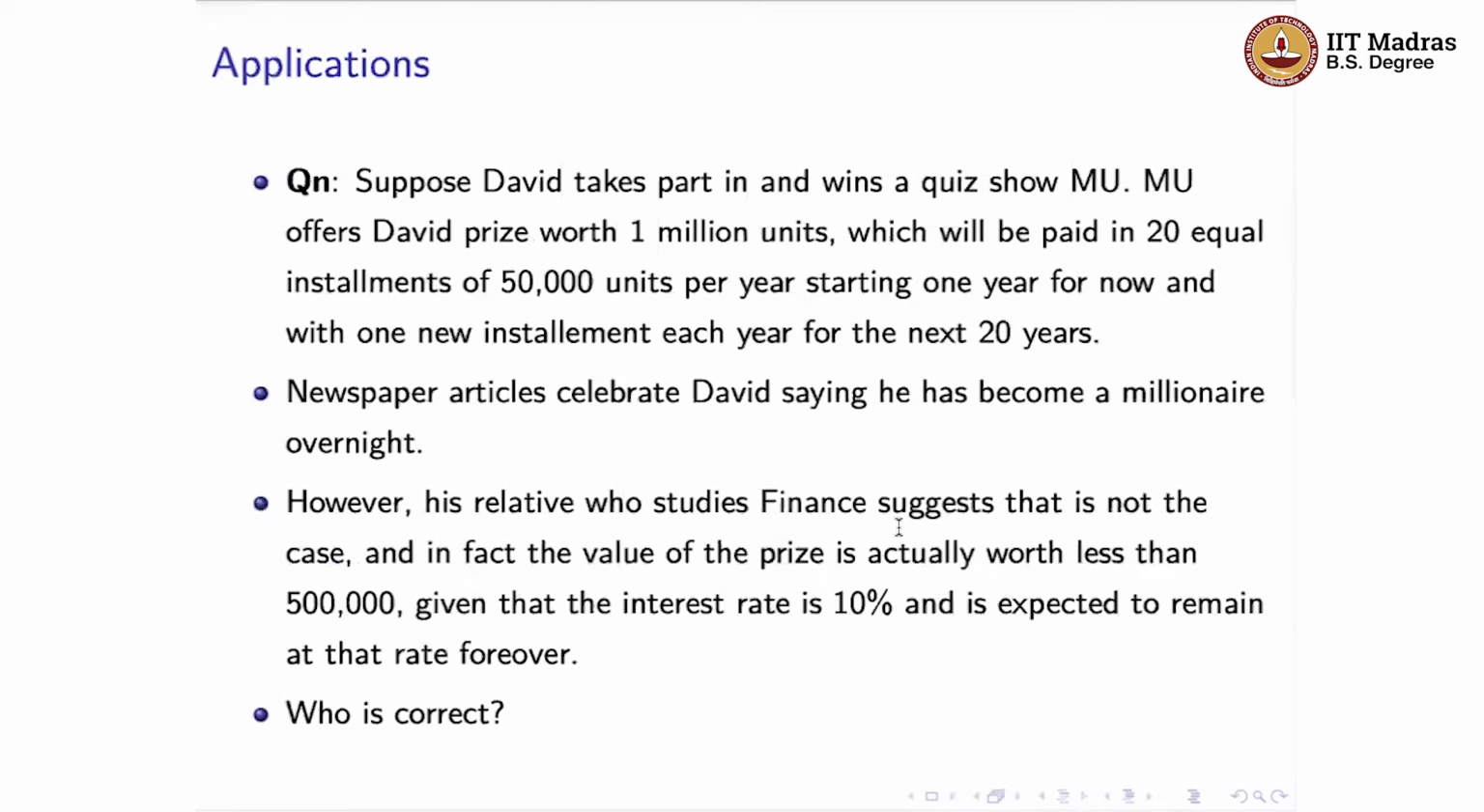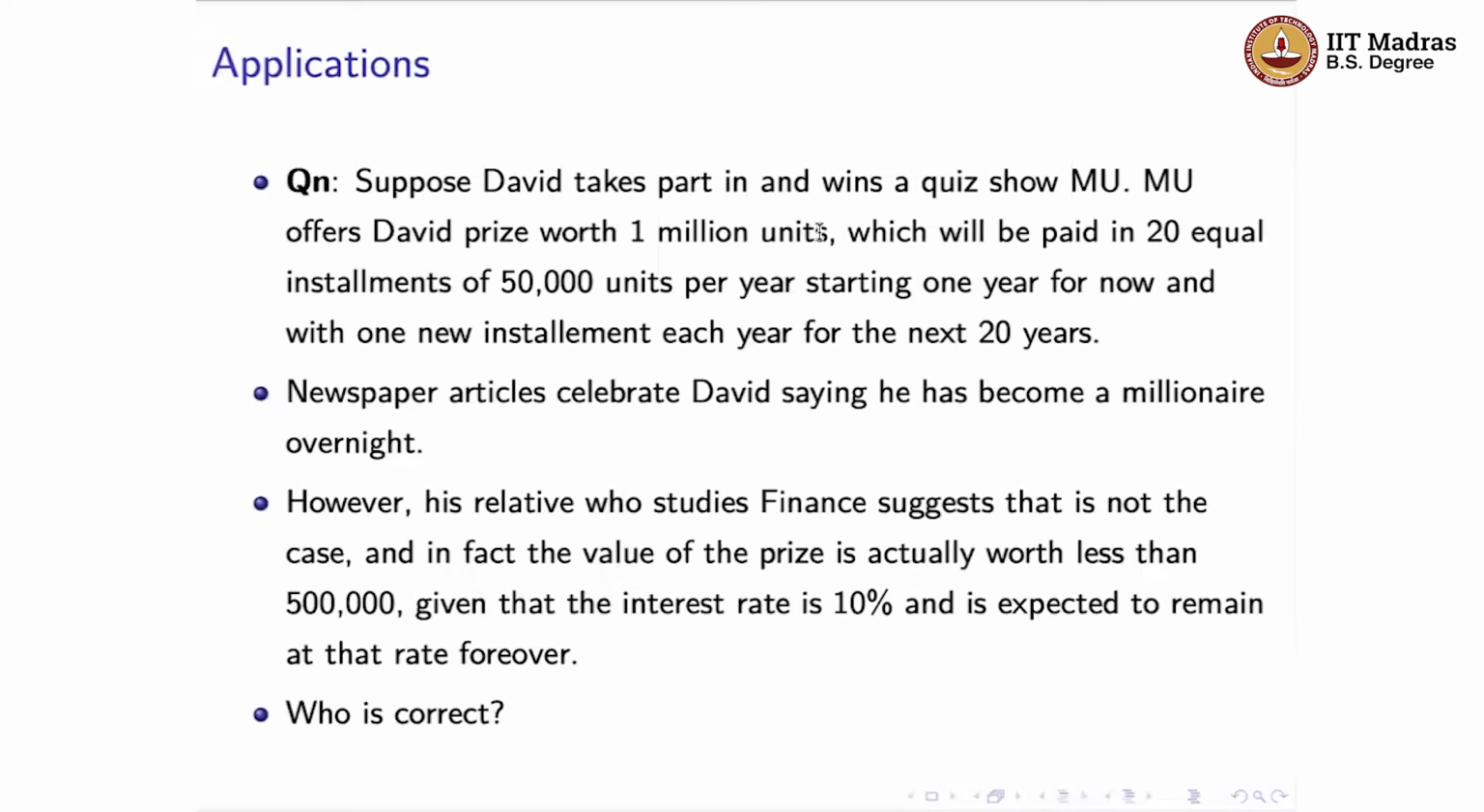So imagine that David has taken part in and has won a quiz show, MU, where the M stands for millionaire. As a result of winning this quiz, MU has offered David a prize worth 1 million units. You can think of it as rupees, which will be paid out in 20 equal installments of 50,000 units per year, starting 1 year from now. Okay. And there's going to be one new installment each year for the next 20 years. So the claim in the newspaper is that David is now a millionaire overnight as a result of winning. And how did they come up with this million number? Because this is the total prize that has been awarded, right?